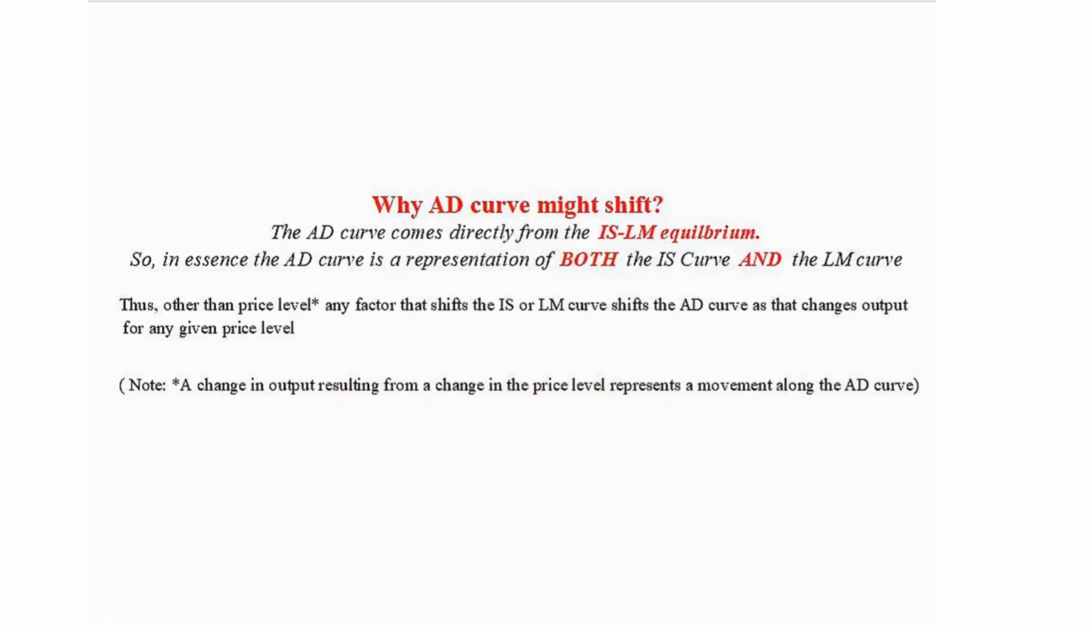So, other than price level, any factor that shifts the IS or LM curve will shift the aggregate demand curve, as that changes output for any given price level. We know that if there's a change in price, that does shift the LM curve because it changes real money supply, but that will not shift the aggregate demand curve. It will only cause a movement along the aggregate demand curve, because price appears on the axis of our aggregate demand curve, so it's a movement variable, not a shift variable. So let's look at an example.